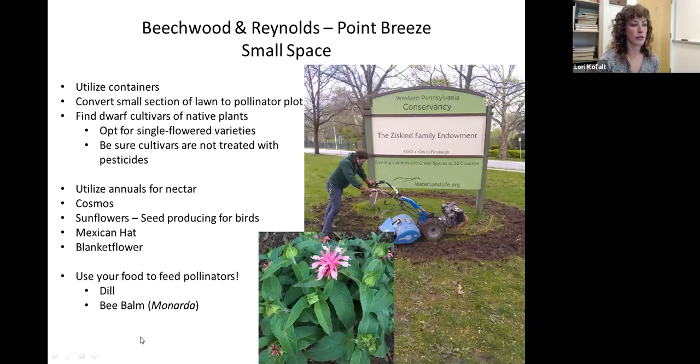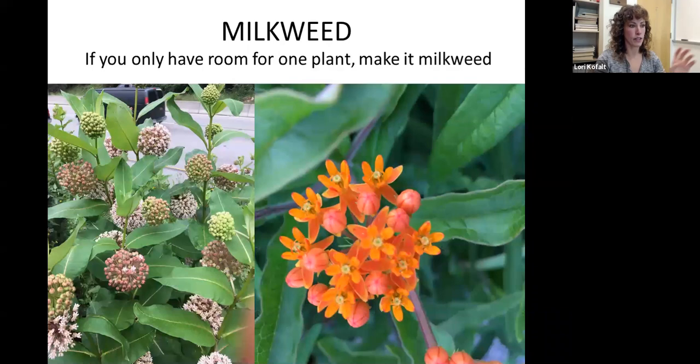And you can also use your herb garden to feed pollinators. Swallowtail butterflies, dill can be a host plant for them. Bee balm, which again we talked about a little bit earlier, a lot of people grow in their herb garden to use the leaves for tea. It's a great bee plant. And then alliums, which are those ornamental onions or even chives and stuff like that. If you let them go to flower, bees will visit those as well.